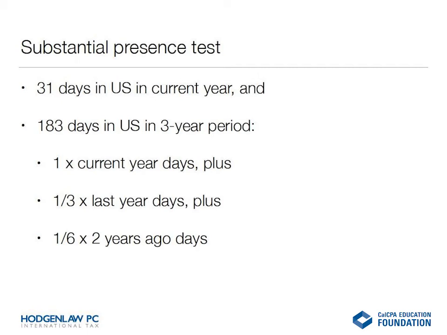And then, if that's true, you look at a 3-year period where in the current year you multiply your days in the U.S. by 1. In the prior year, you multiply your days in the U.S. by 1/3 or divide by 3. And then for 2 years ago, you take all the days you spent in the U.S. and multiply them by 1/6 or divide by 6. You add those all together, and that gives you your results. If you have at least 183 over that 3-year period and 31 days in the current year, then you've met the substantial presence test and you're a U.S. tax resident.